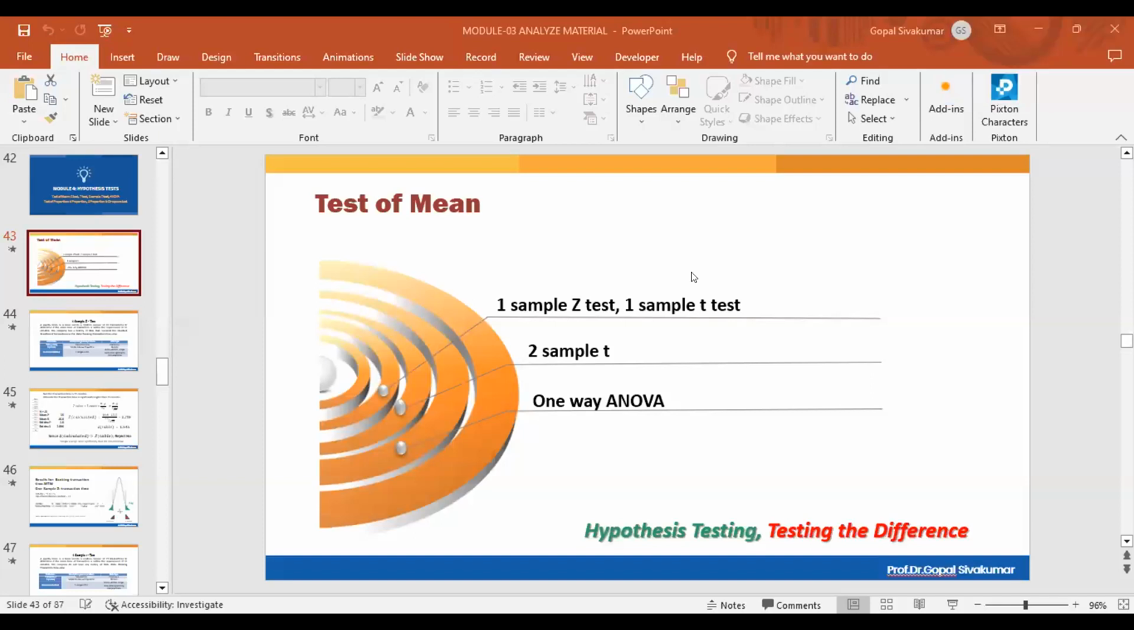Now you have found that p-value is less than 0.05. Now what do you do? You have to reject the null. What is the null? RK is good. So what is the conclusion? RK is not good. Yeah, very good.